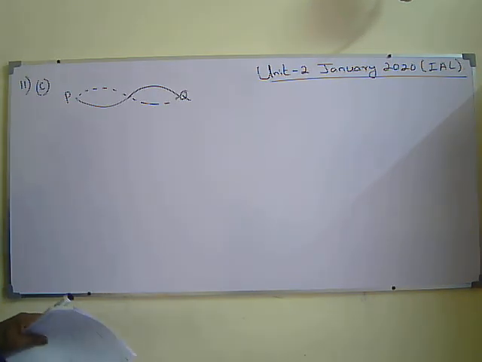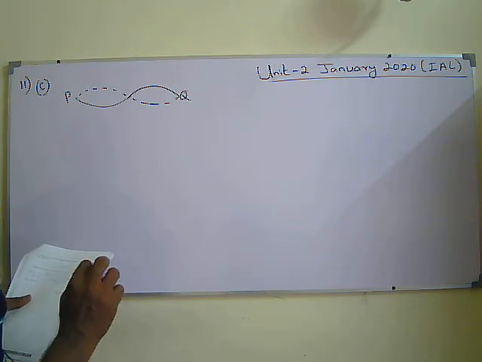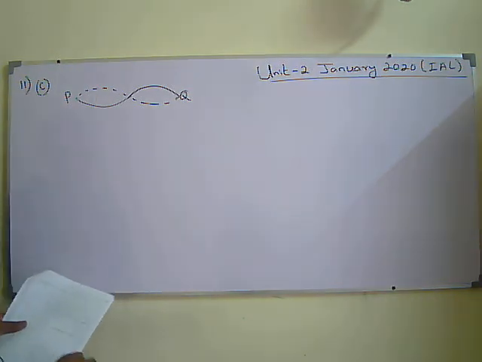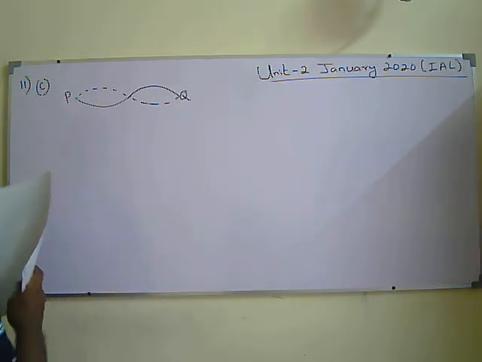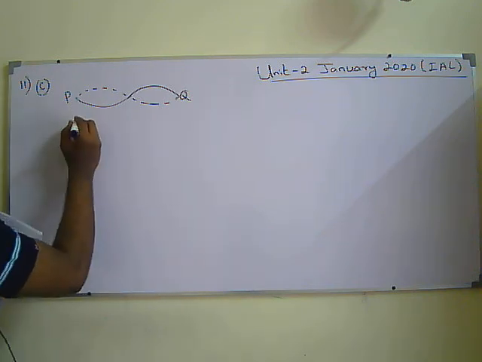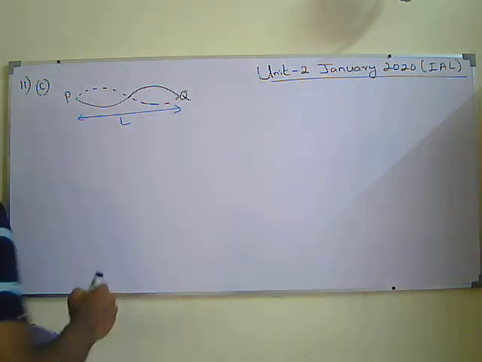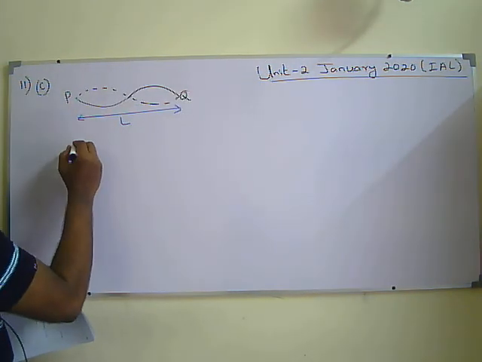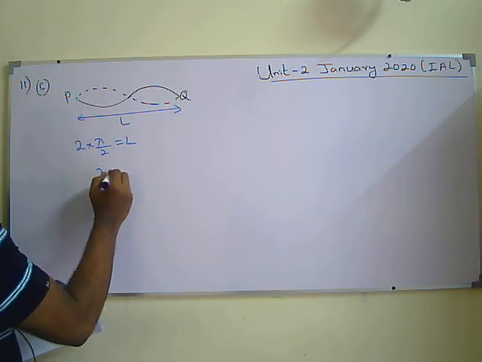Question number 11, C part. The frequency of the vibration generator is reduced until the wave pattern shown below is produced. You can see that in the previous part there were 4 loops. Now there are only 2 loops, but there is no change in the length of the string. The same string, same length. So what happens when you reduce the frequency? This is lambda by 2, lambda by 2. So 2 times lambda by 2 is equal to L. So lambda will become L.